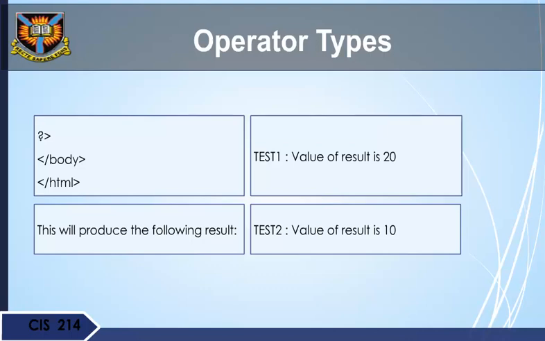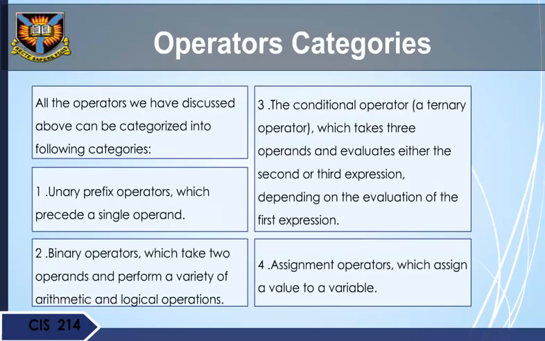This will produce the following result: Text 1, value of result is 20. Text 2, value of result is 10. All the operators we have discussed above can be categorized into the following categories. 1. Unary prefix operators, which precede a single operand. 2. Binary operators, which take two operands and perform a variety of arithmetic and logical operations.